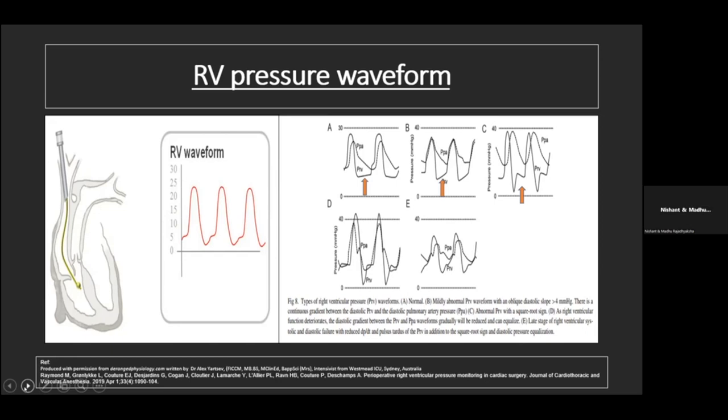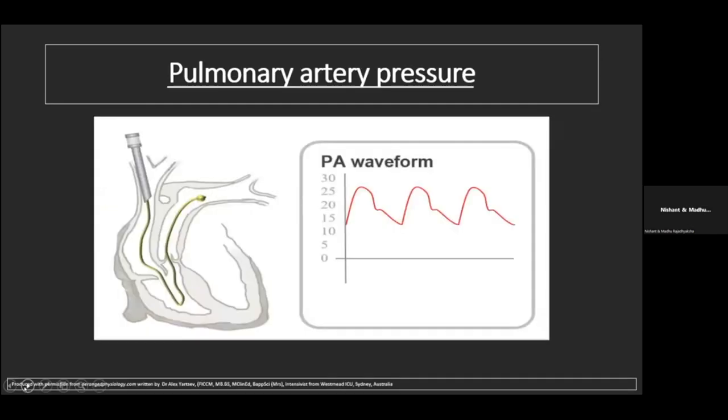As the right ventricular function further deteriorates, the diastolic gradient between the right ventricle and the pulmonary artery, as shown by the arrow, will gradually reduce to equalize. In the late stages of right ventricular systolic dysfunction and diastolic dysfunction, the amplitude of the graph will reduce. That is, the change in pressure per unit change in time would be reduced. This will be associated with pulsus tardus. And in addition, there will be presence of the square root sign and diastolic pressure equalization.